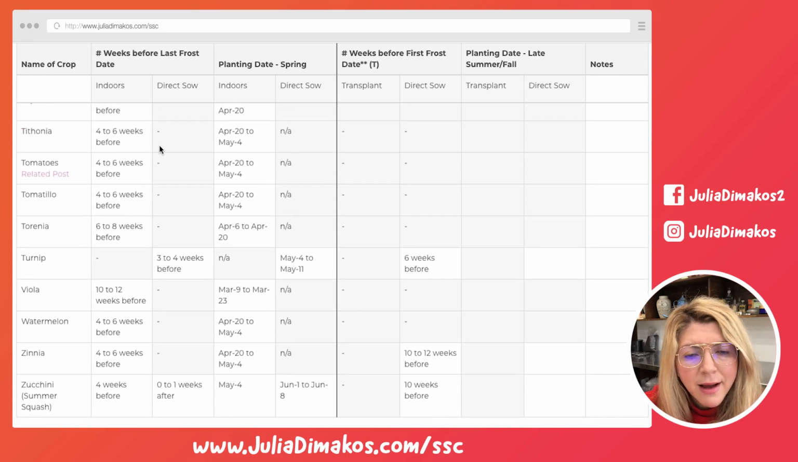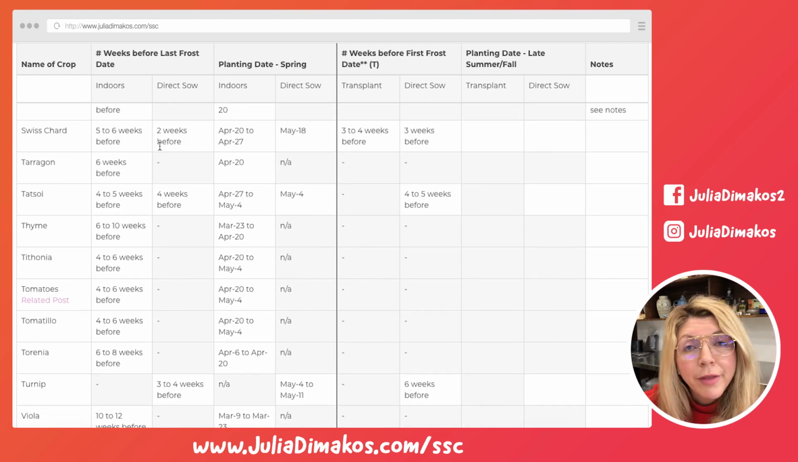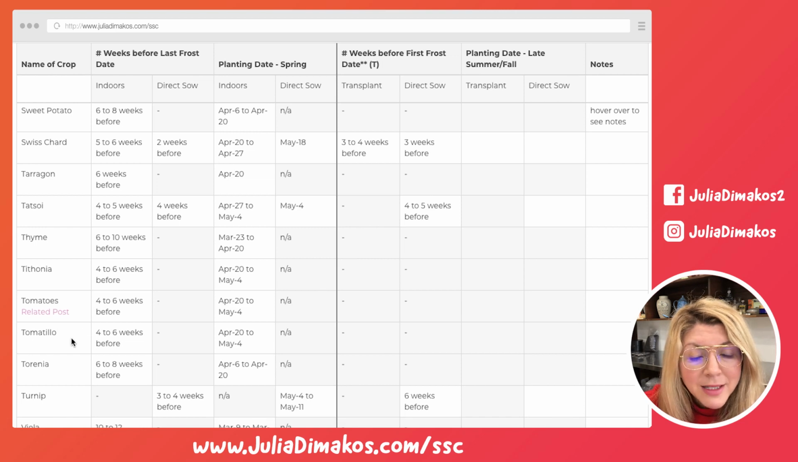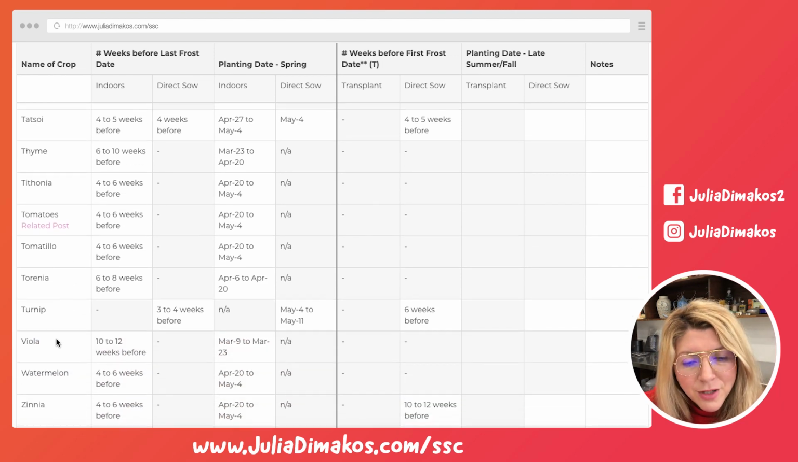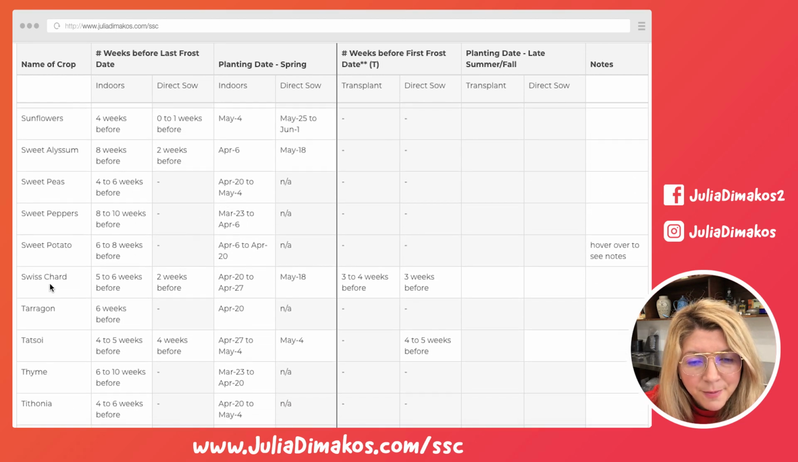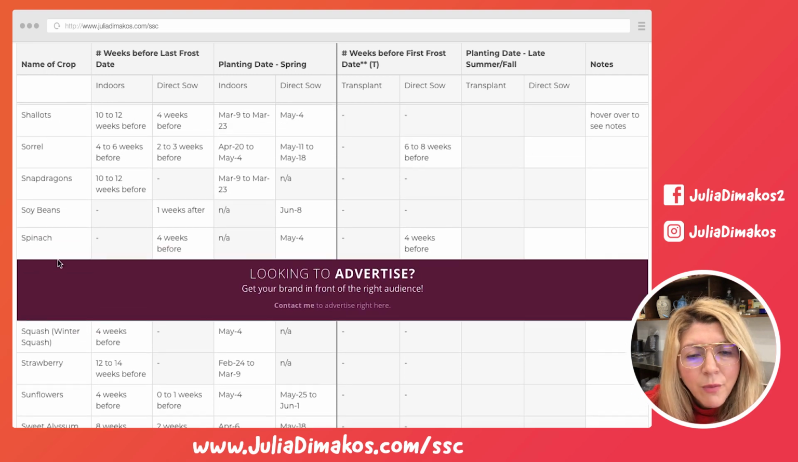And in this list, I have included all the vegetables from A to Z that I could think of. As well, I've included all the herbs from A to Z, as well as most of the flowers. Now, I've done my best. If I've missed something, please let me know. But as you can see, I've got violas, I've got tithonias, I have sweet peas, sunflowers, whatever I could think of.